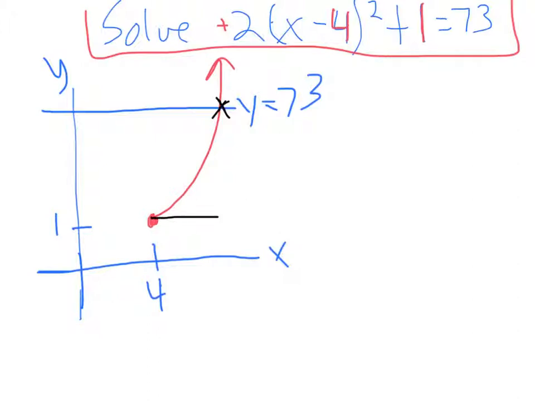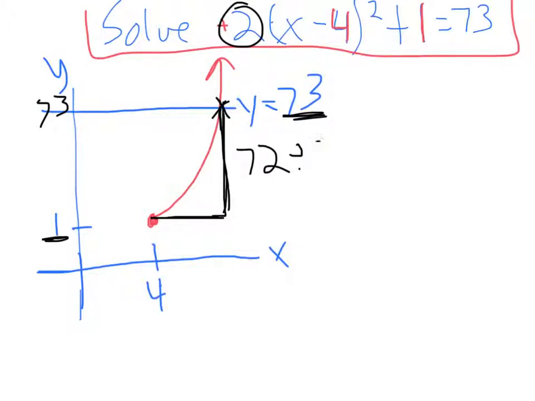Well, let's see if we can do something here. I know that the height of this slope triangle, the rise, if you will, is 73 here. Take away the 1 here. So the rise is the difference between 1 and 73, which is 72. I know there's an a value of 2. So I've got to divide that by 2 to get 36, and now I've got it back into the basic x squared pattern, and square root of 36 is 6.